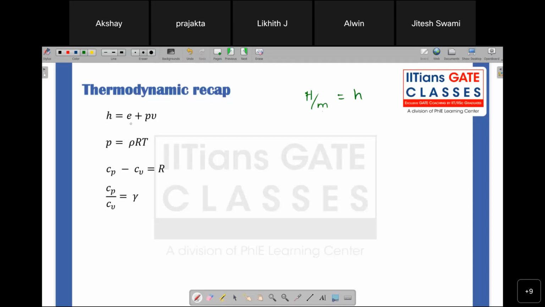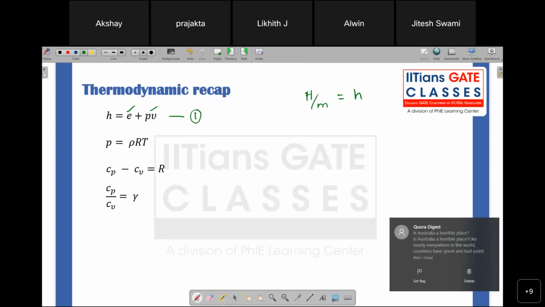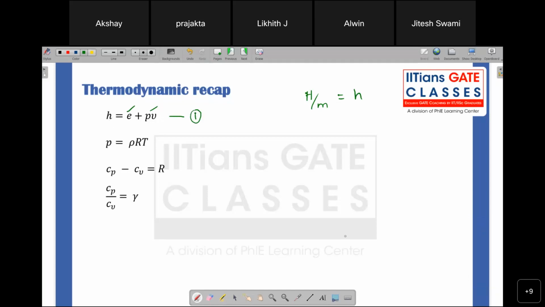This relation is between enthalpy, internal energy and flow work. This is a well-known relation in thermodynamics. We will take it as granted for now, as it is a demo class. I am not going into the details of how we can arrive at this particular relation. Similarly, we have another relation, that is the state relation. This is also a well-known relation, that is P is equal to rho RT.